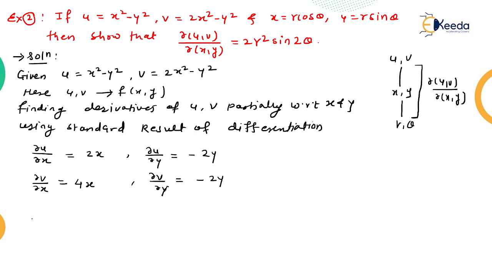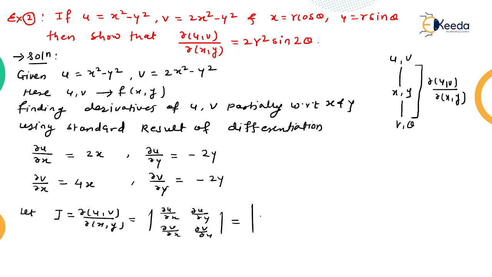Then you have to calculate the Jacobian, which is nothing but ∂(u,v)/∂(x,y). That equals the determinant of ∂u/∂x, ∂u/∂y in the first row, and in the second row ∂v/∂x, ∂v/∂y. So you just put the values in this determinant. What is ∂u/∂x? That is 2x. ∂u/∂y is minus 2y. ∂v/∂x is 4x, and ∂v/∂y is minus 2y.